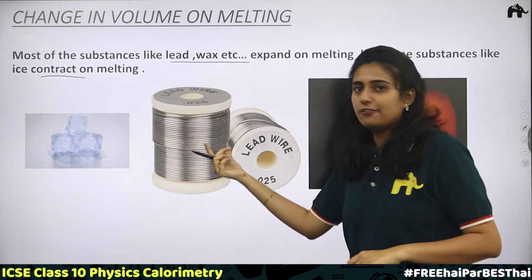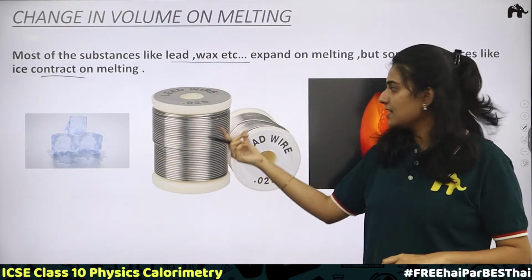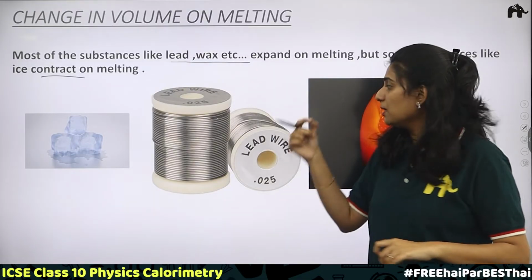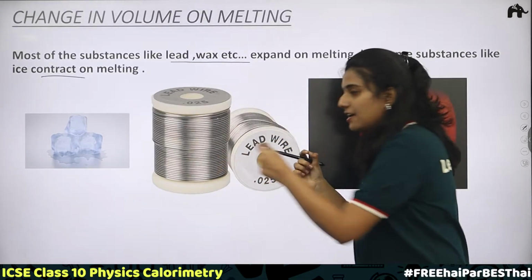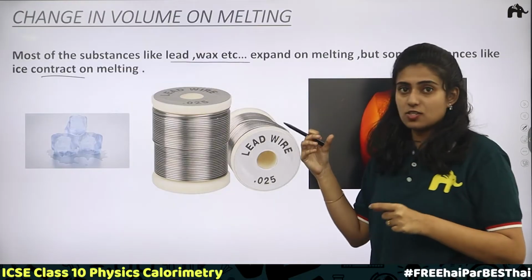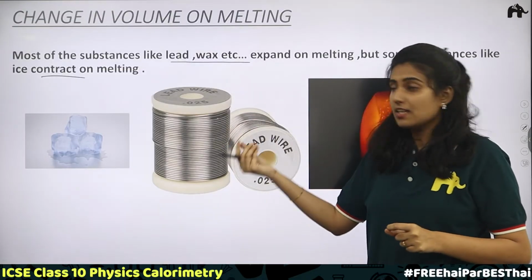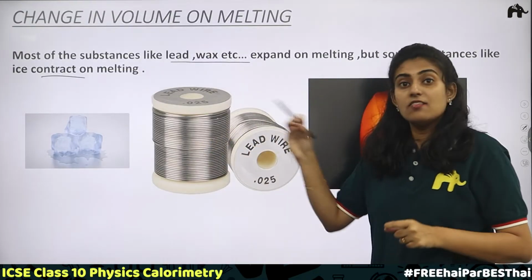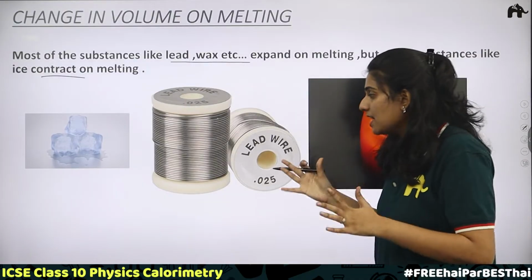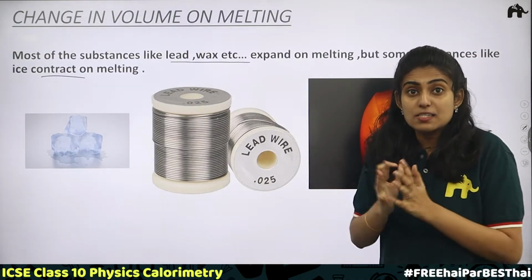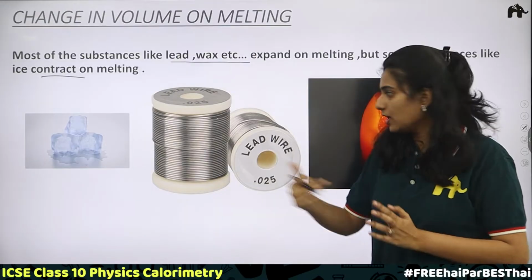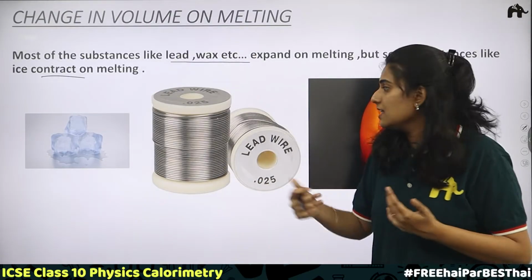You have heard of lead. So this is lead wire. This lead wire is used for soldering purposes, and you bring a solder iron close to this lead wire. Due to the heating, this lead wire will start to melt. Okay, when it melts, what happens? It is expanding, that is, the volume is increasing. Lead is an example where the volume is increasing on melting.